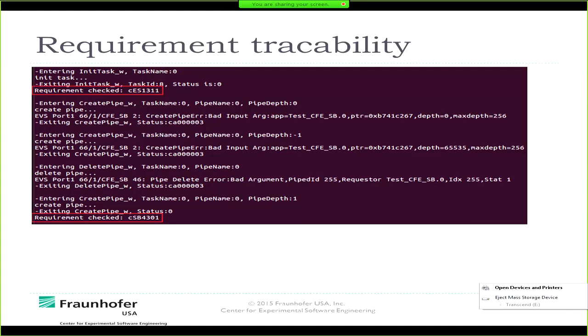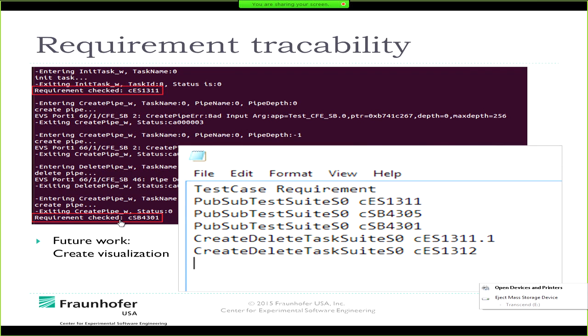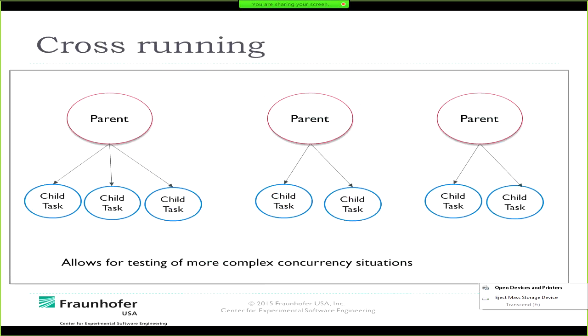Okay. All right, I talked about requirement traceability earlier. So when we run the test cases, we can also see what requirements were covered by each test case. So I have shown requirement checked here, and we can get a table like this in the end. We know exactly which test case addresses which requirement. And that's an important artifact for many of the safety critical systems we have been working with.